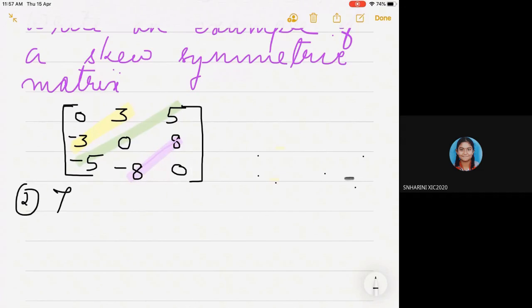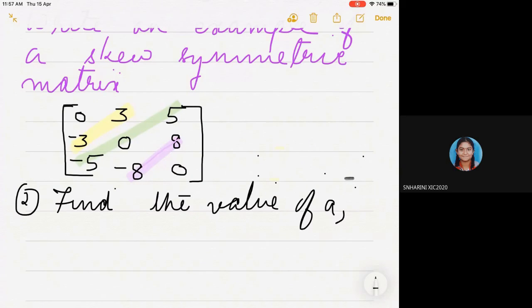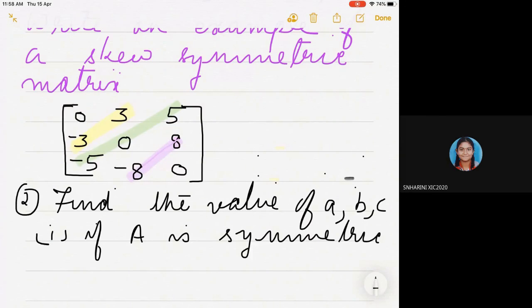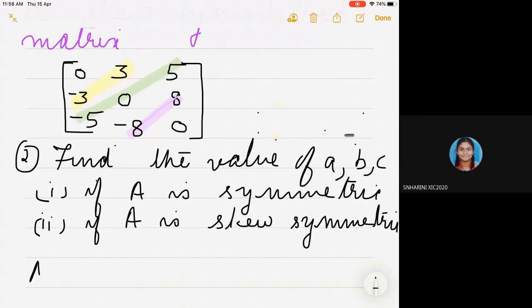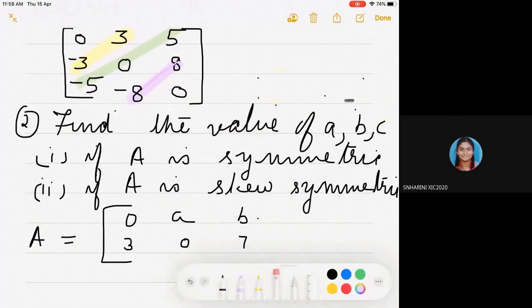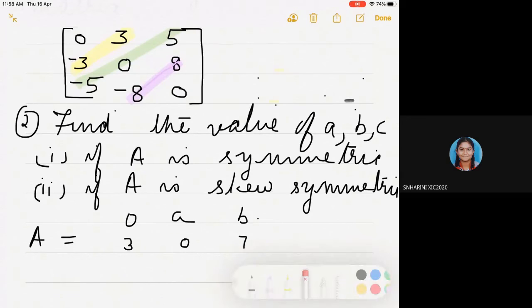Question number 2. Find the values of A, B, C, number 1, if A is symmetric, and number 2, if A is skew symmetric, where A equals the matrix with rows 0, A, B; 3, 0, 7; and 7, C, 0.